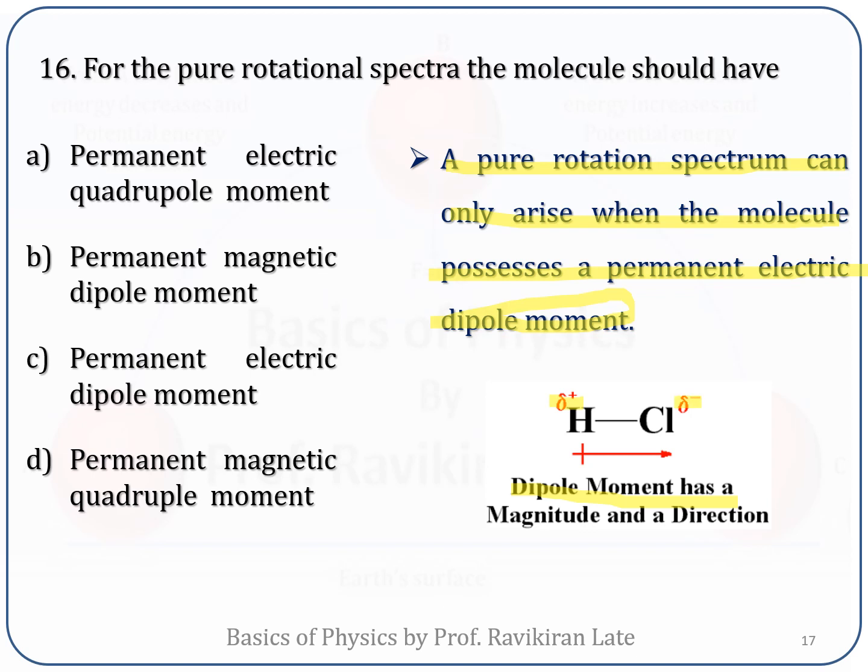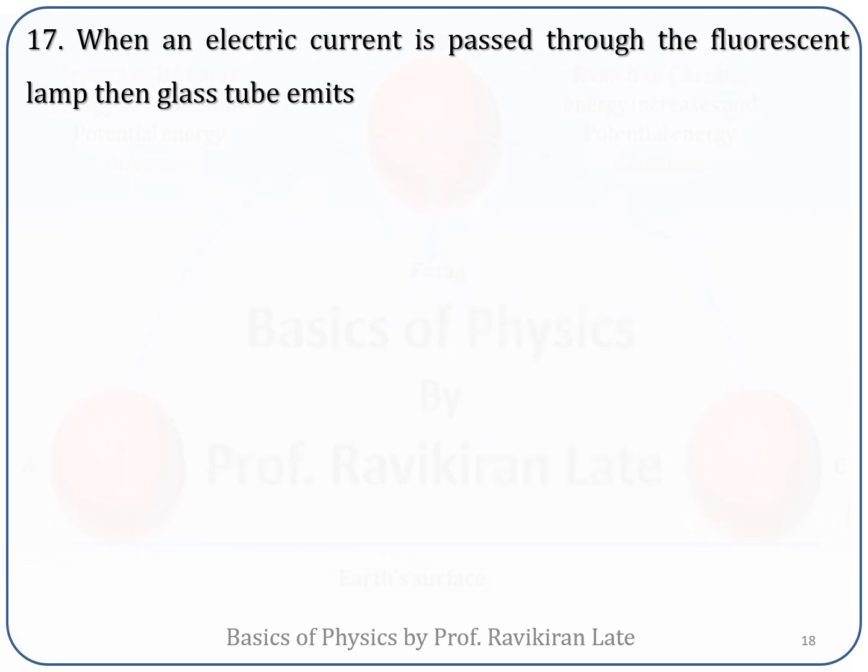For example, in the case of hydrochloric acid, hydrogen will be partially positively charged and chlorine partially negatively charged due to the electronegativity difference, and due to that you will get a pure rotational spectra. So if you look at the options, the permanent electric dipole moment is option C. So the answer for this is the pure rotational spectra. The molecule should have a permanent electric dipole moment.